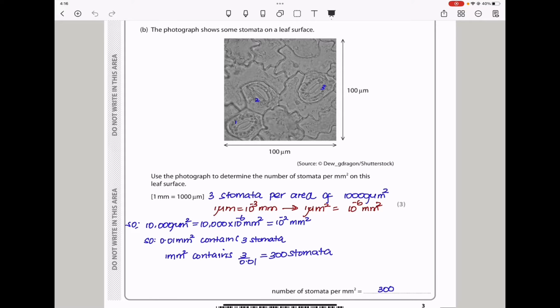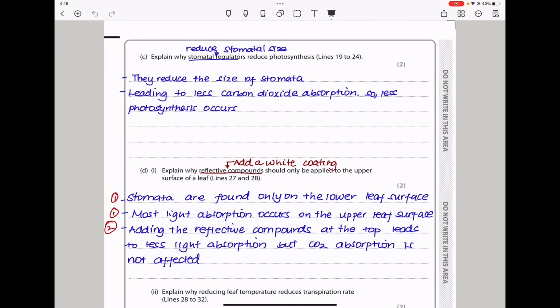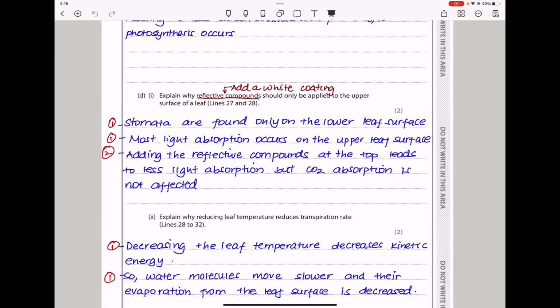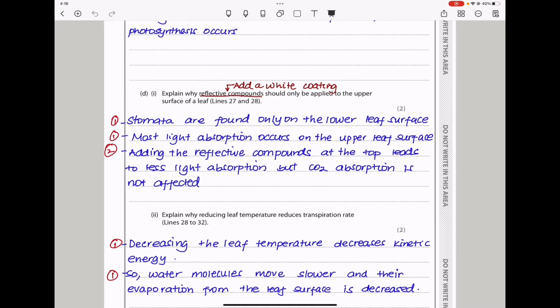Moving on. In part C, explain why stomatal regulators reduce photosynthesis. Remember they talked about the idea that these reduce the stomatal size. So if the stomatal size is reduced, this will lead to less CO2 being absorbed, so there will be less photosynthesis occurring. And in part D, explain why reflective compound should only be applied to the upper surface of the leaf.